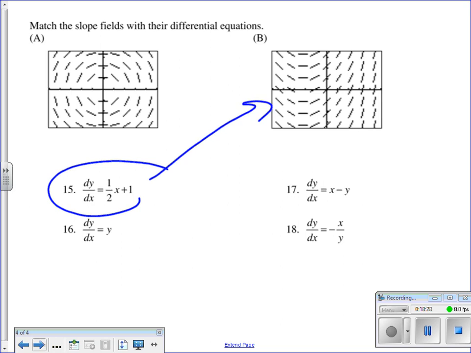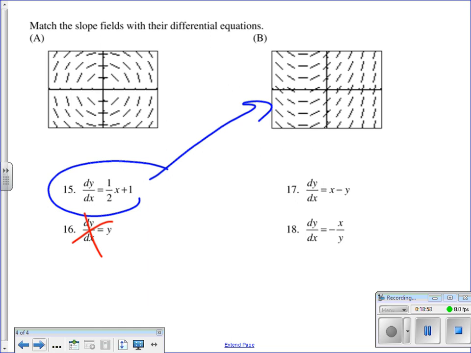Okay. And this is a deduction kind of thing. So we've already eliminated that. So all we're doing is focusing on this. For it to be dy/dx equals y, that means every y coordinate, every horizontal one has to be the same. Are the horizontal ones the same? No, so this one is eliminated. So our choices are x minus y or negative x over y.